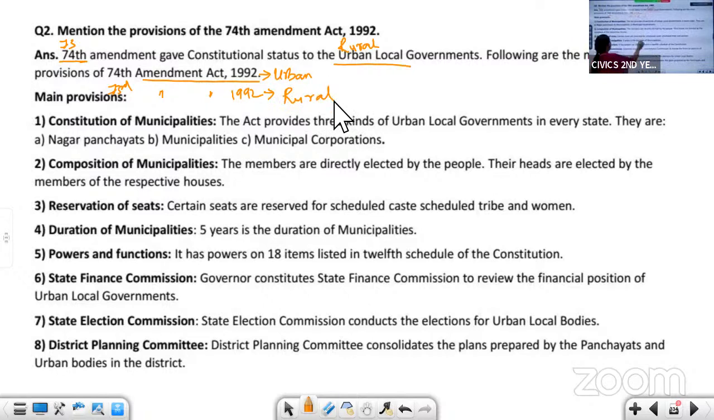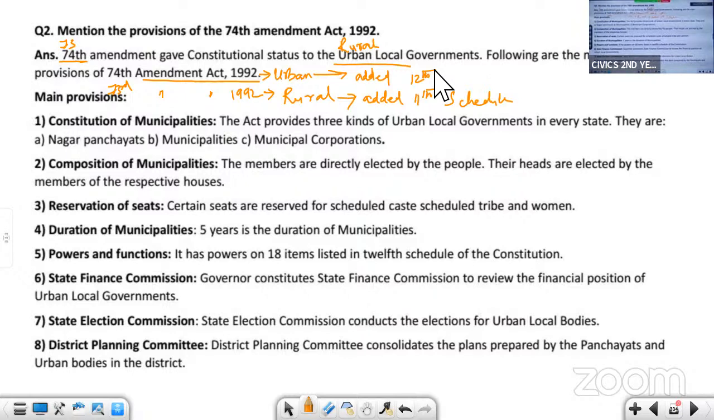So this 73rd Amendment Act added the 11th Schedule to the Constitution, whereas the 74th Amendment Act added the 12th Schedule. Okay, if you just see the differences, you are just making small changes to it. 73rd added the 11th Schedule, 74th added the 12th Schedule. 73rd is for rural government, 74th is for urban government.